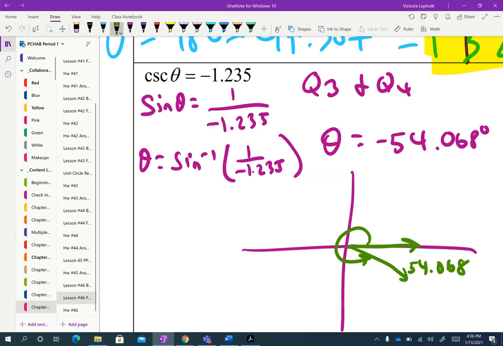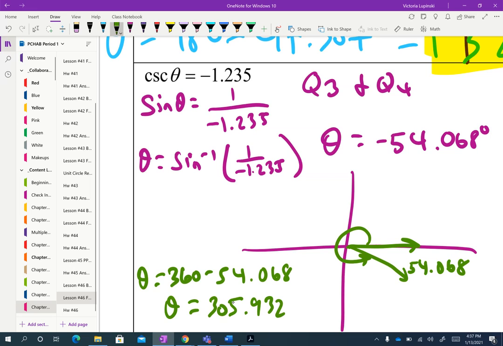In order to find that actual answer, I have to find the large green angle. So to find the large green angle, I'm going to take 360, which would have been 1 revolution, subtract off the reference angle, and that gives me my first answer, which is 305.932 degrees. Then remember that there is a second answer.